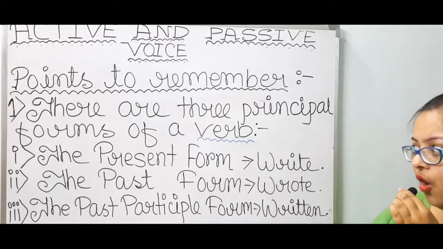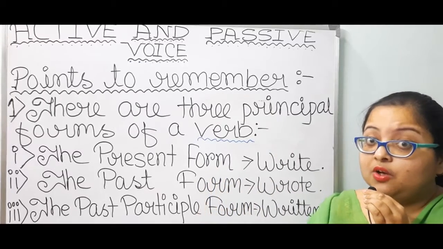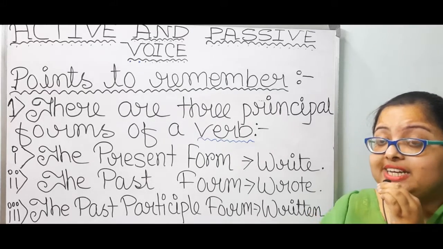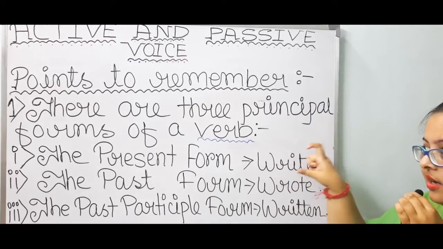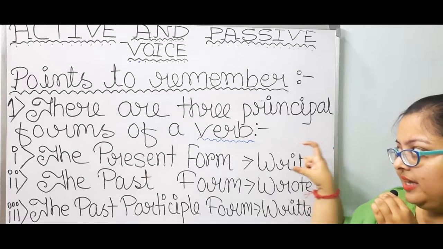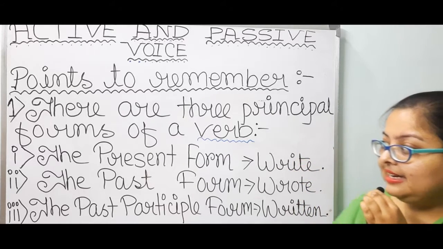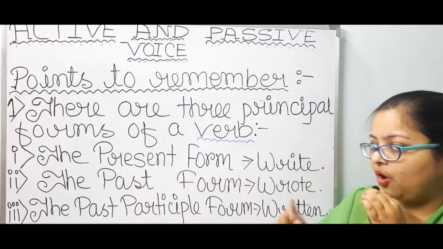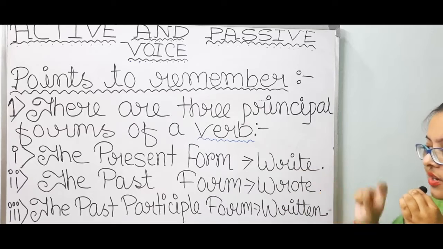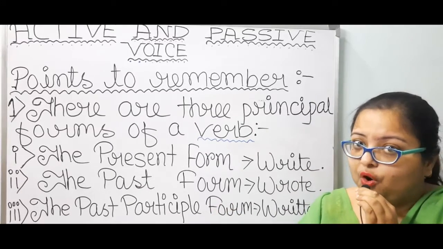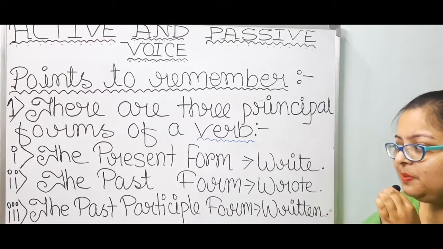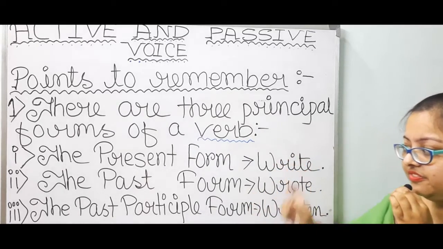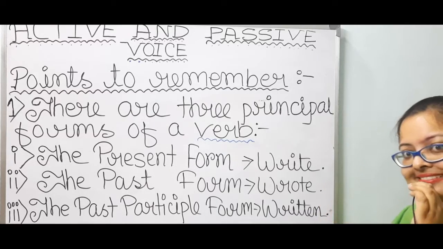So the first form, or the present form, also known as the base or original form, is the word write, suppose. Next, the past form, or the second form of the verb, is wrote. And the third form, or the past participle form of that verb, is written.